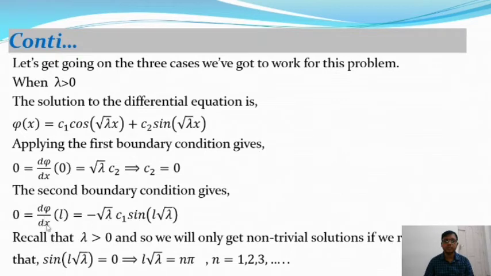If c1 were equal to 0, then from the given equation we would get the trivial solution of phi. Therefore c1 is not equal to 0, so sin L root lambda is equal to 0, and from this we get L root lambda equal to n pi, where n is equal to 1, 2, 3 and up to infinity. From this equation we will get the value of lambda.